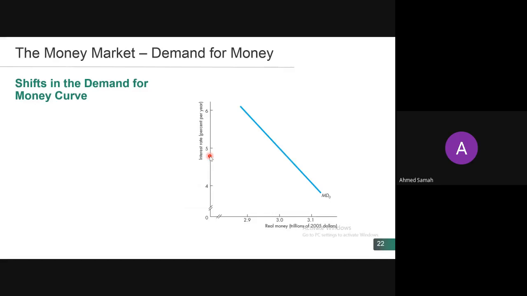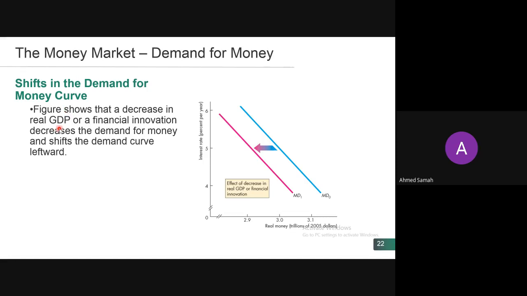Then looking at shifts in the demand curve, any factor other than changes in the interest rate causes a shift in the money demand curve. For example, the figure shows a decrease in the real GDP or an increase in financial innovation, which decreases the demand for money and shifts the demand curve leftward. So a decrease in real GDP or an increase in financial innovation will lower the demand for money and shift the demand curve to the left.